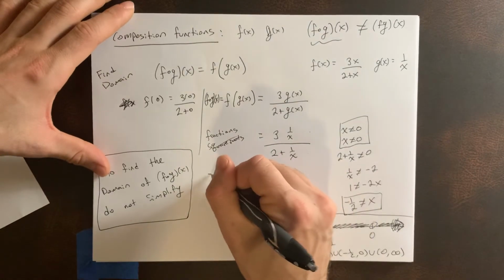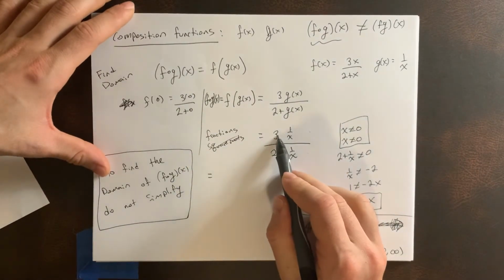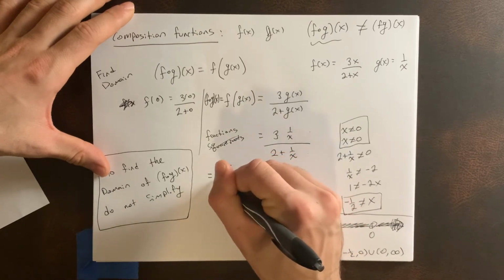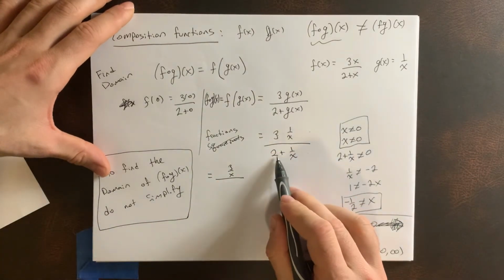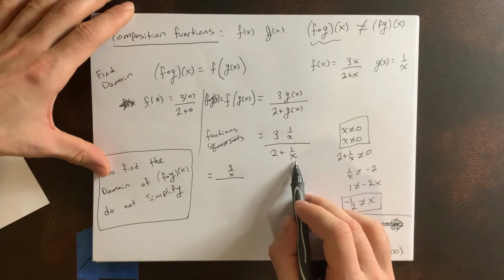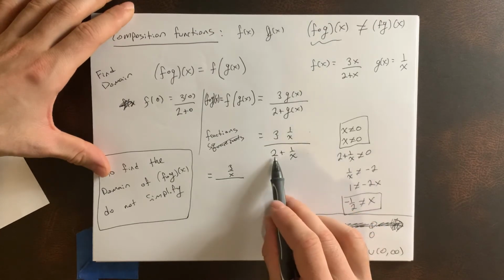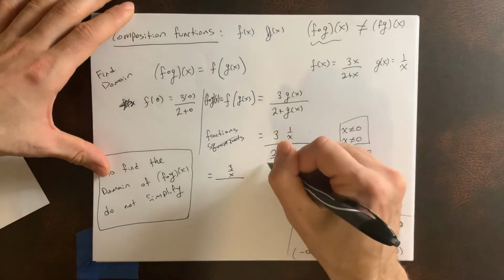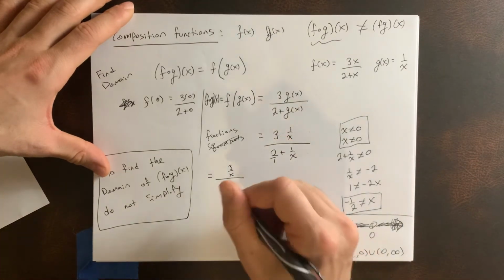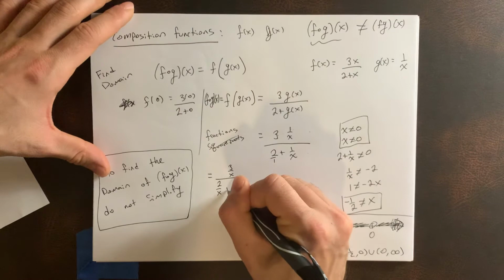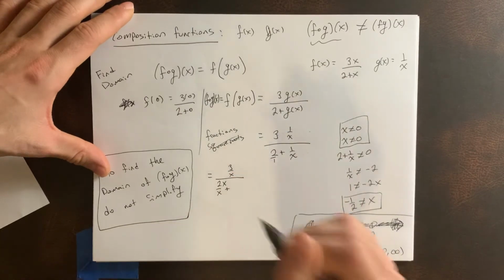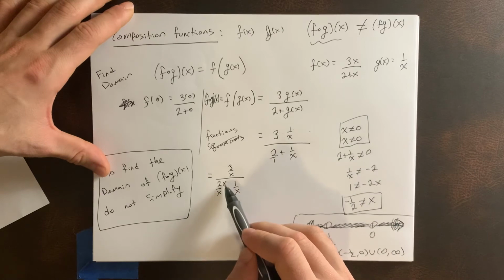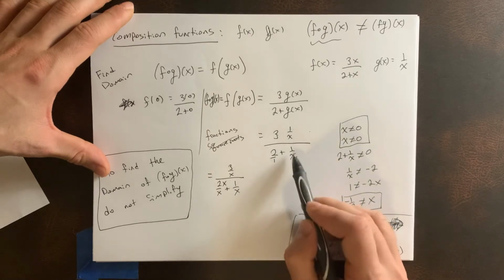Let's put that next line down here. So if we simplify this top, 3 times 1 over x, that's just 3 over x. Now on the bottom, we can simplify 2 plus 1 over x by getting a common denominator. So right now this 2 has a 1 in the denominator, but we need to put an x here. So we need to put an x on the bottom and an x on the top. So we're going to have 2x over x plus 1 over x. So here we put the x on the bottom and then the x on the top. We still have this 1 over x.